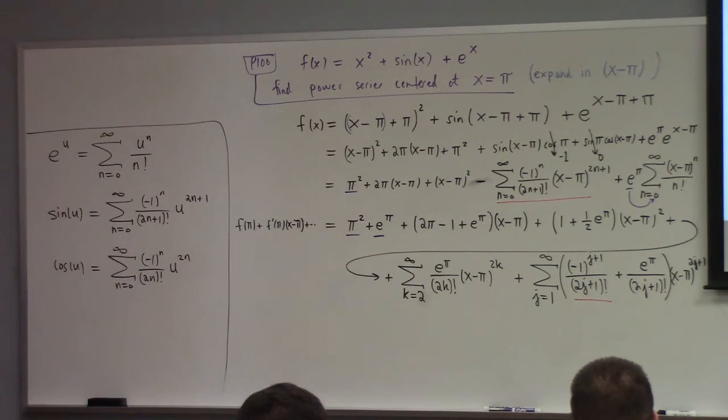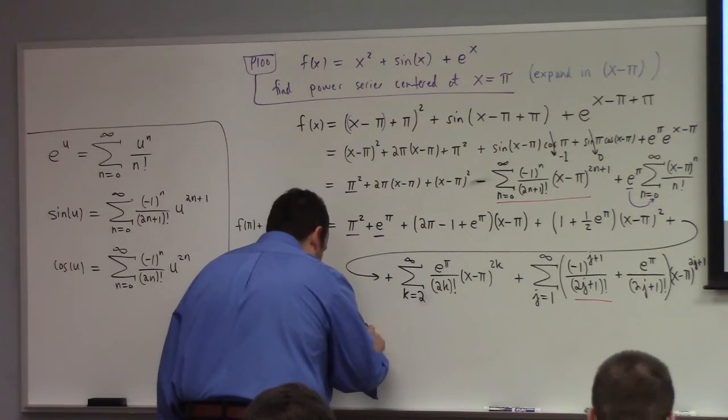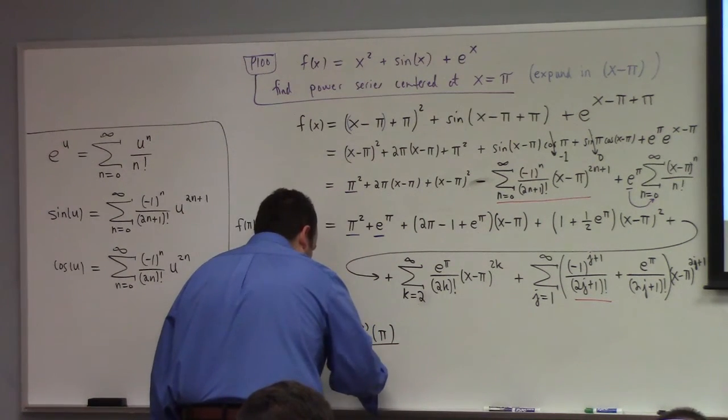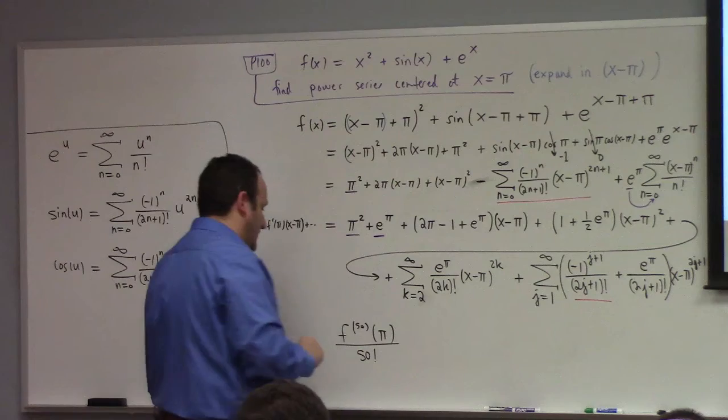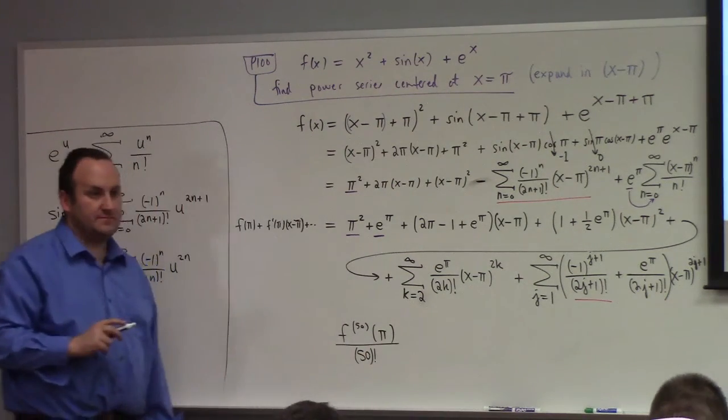See, because if I do this, then I can answer questions that are related to this problem, like, what's the 50th derivative of the function? Can you guys tell me? At pi? So let me ask a slightly more leading question. What's the 50th derivative divided by 50 factorial equal to?